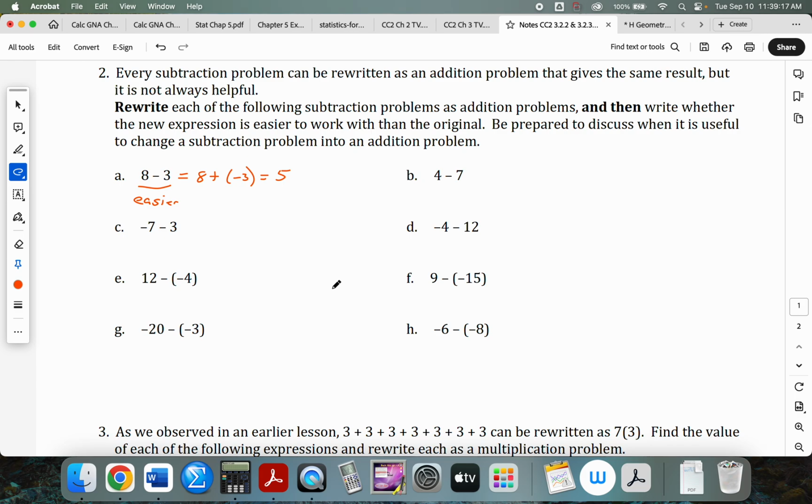Rewrite every single one of them as an addition problem and decide which one is easier, the original or the new one. So have you gone through and decided which one is easier? You can mark those so that we know which one is easier.